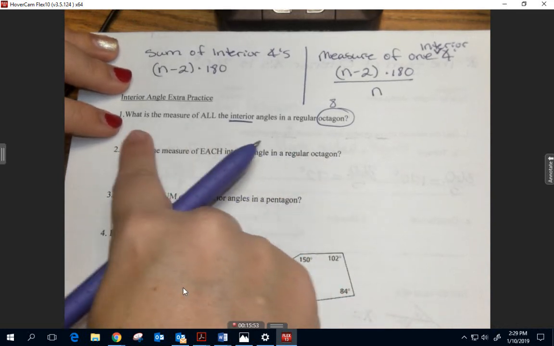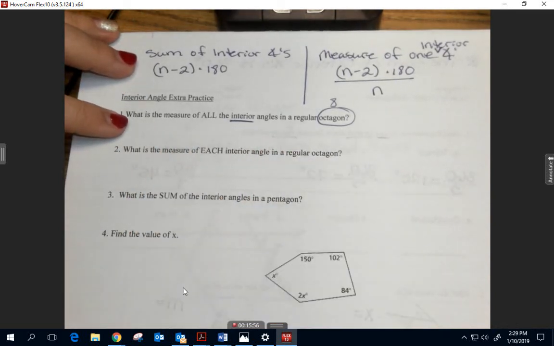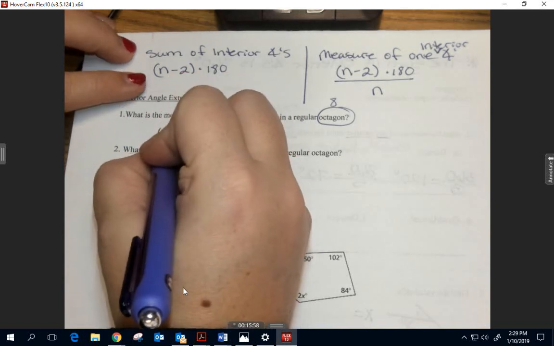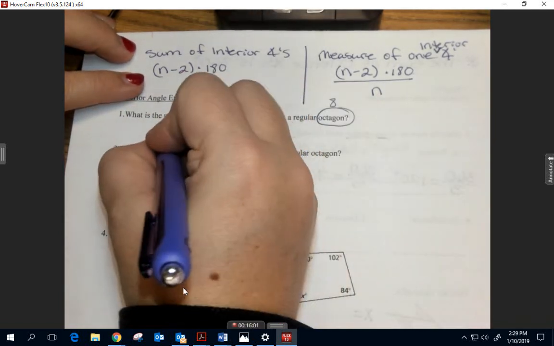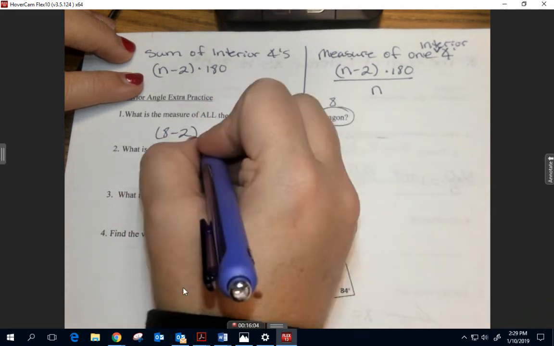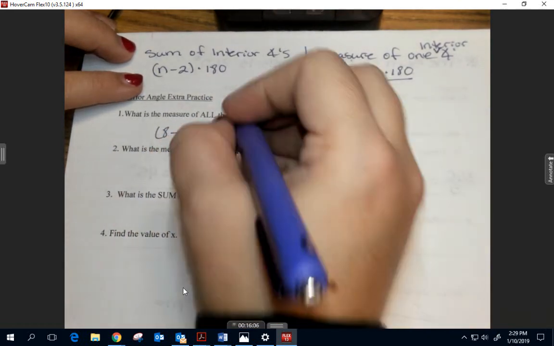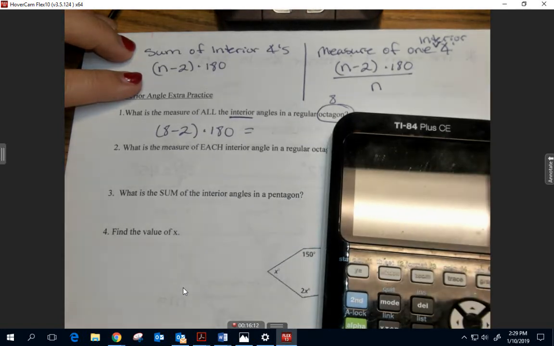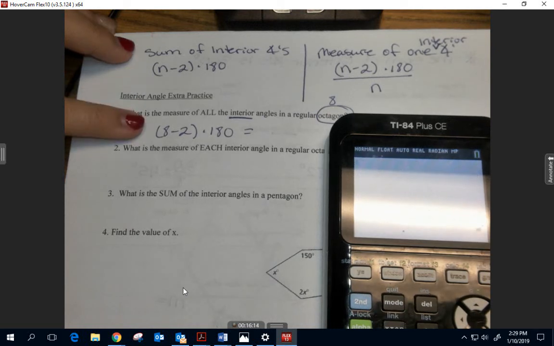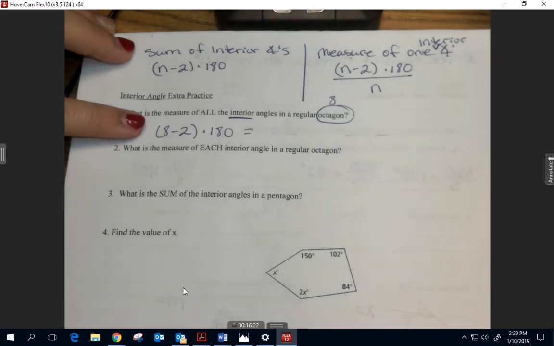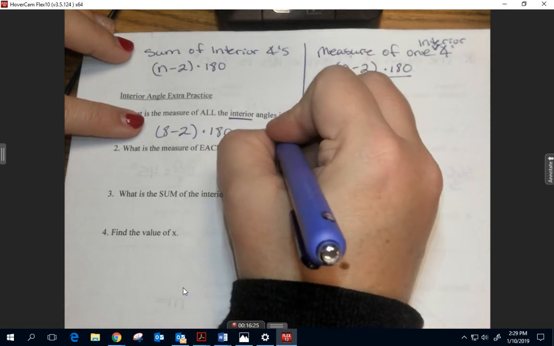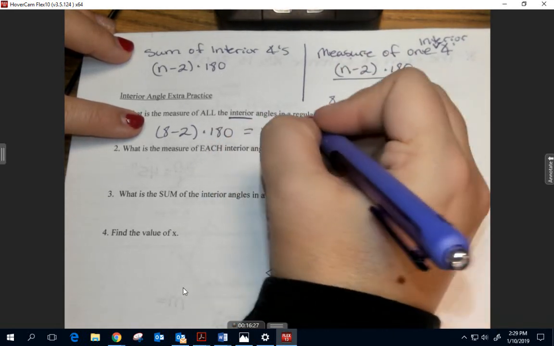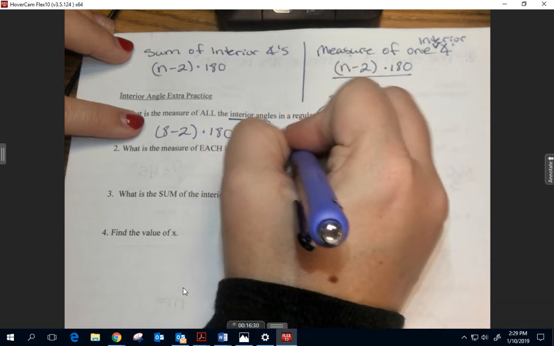All right, so since we want to know the measure of all, we're going to take the number of sides, which is 8, minus 2, times 180. You can just put that in the calculator, right? 8 minus 2 is 6. And then times 180. 1,080 what? Degrees. And there's our answer.